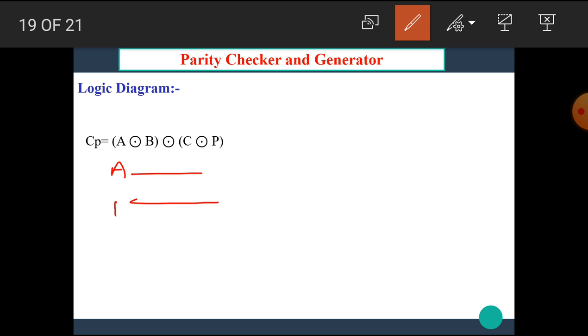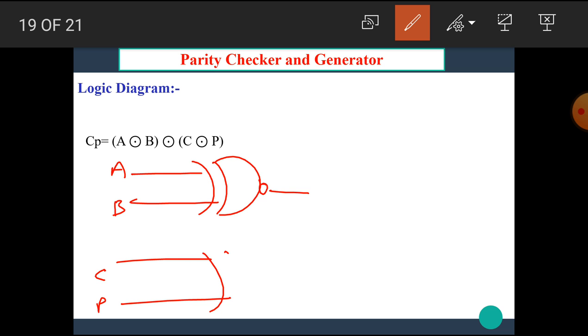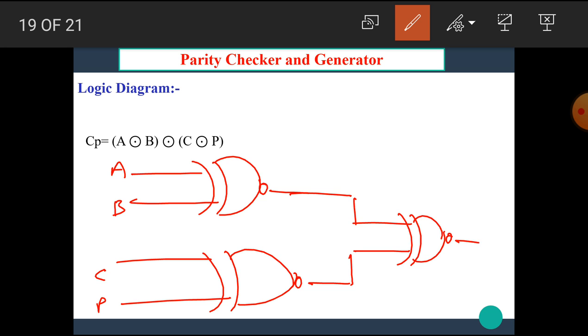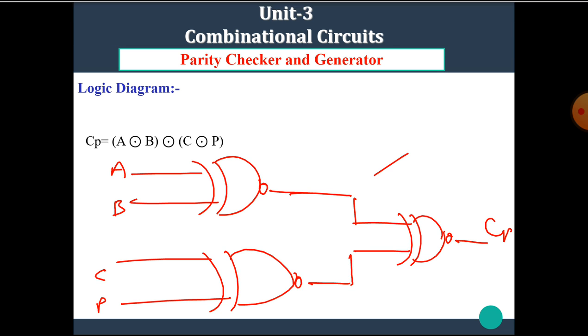That means A XNOR with B can be represented by this. C XNOR with P can be represented like this, and we need another XNOR gate for the total diagram. This is the diagram for this equation. I hope you all understand this diagram and the concept of parity checker. Thank you.